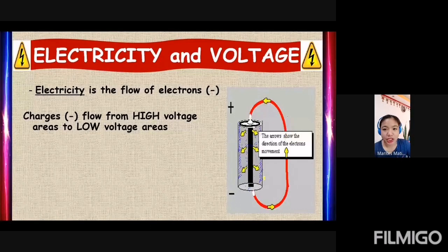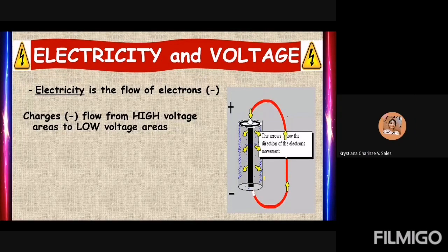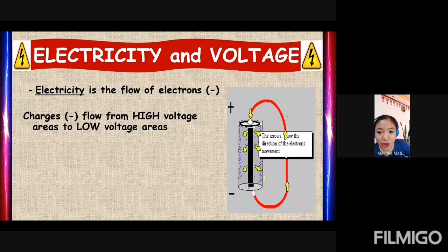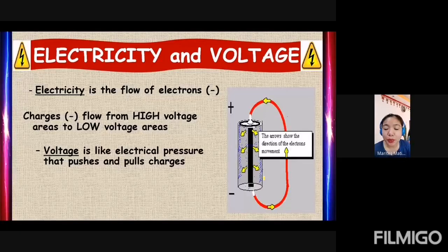High ang voltage. Okay, sige na nga, Christiana. Negative po, ma'am. Okay, very good. So, higher ang voltage natin sa negative terminal, going to the lower voltage, which is the positive terminal. Okay. So, voltage is like electrical pressure that pushes and pulls charges from negative to positive.